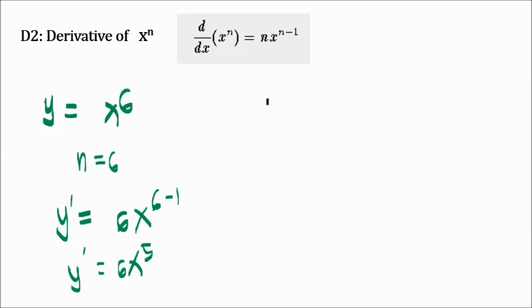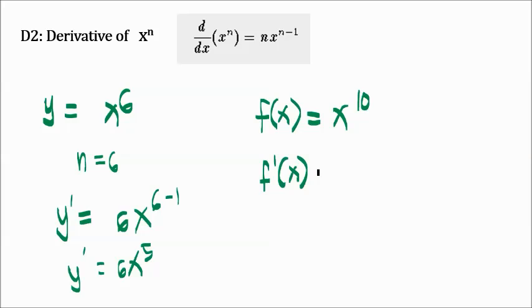Another example is, if we have f of x is equal to x raised to 10. So n here is equal to 10. Therefore, f prime of x is equal to, we just follow the formula, 10x, and 10 minus 1 is equal to 9.